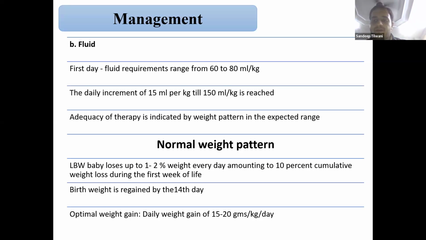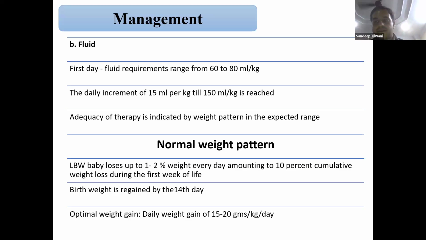Okay. Then what is the normal weight pattern? This is very important for us to know. As I told you, the baby has to lose some 1 to 2% weight every day initially, and at least for the first 4 to 5 days. And the cumulative weight loss has to be somewhere around 10% in the first week of life. Once the baby reaches around that much weight loss by day 7, after that we expect the weight to start gaining again, and by the 14th day we expect that the baby regains the birth weight.